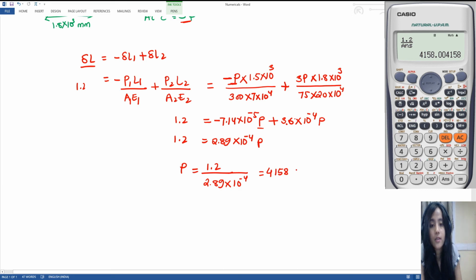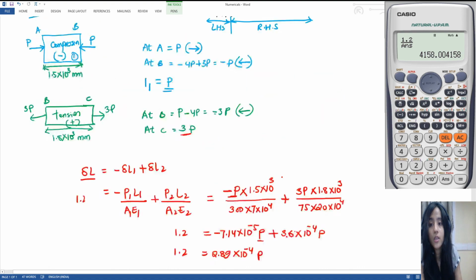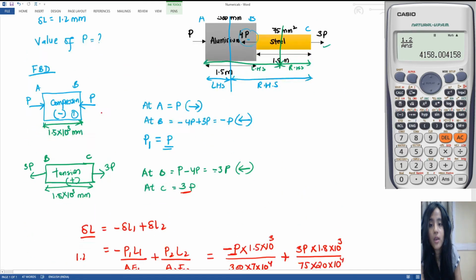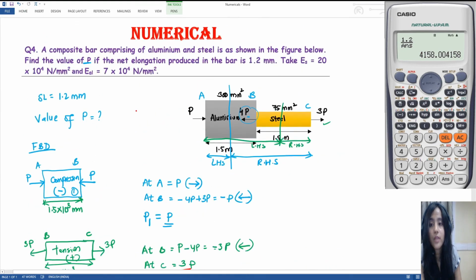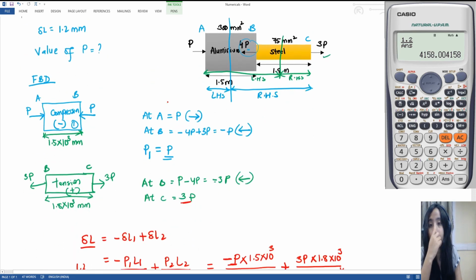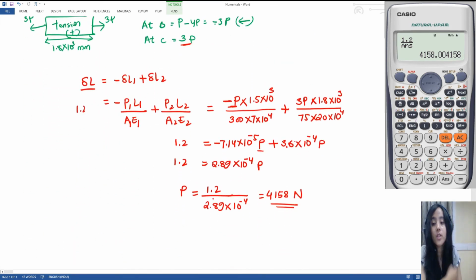4158, and its value here will be in Newton. Why in Newton and not in kilonewton? Because all the values that we have taken, the modulus of elasticity here is given in Newton per mm square. That's why the value that you get for force here will be in Newton.